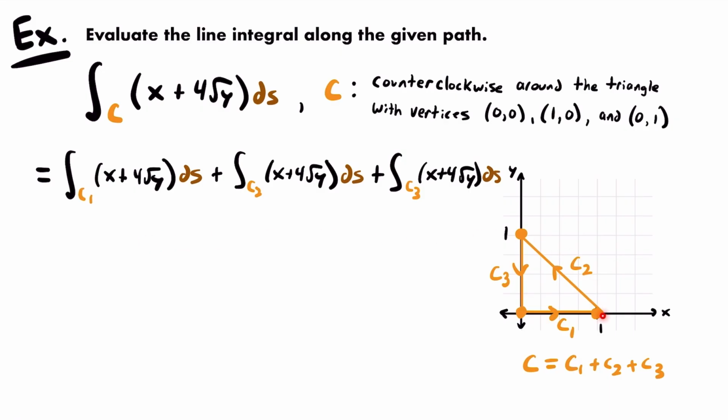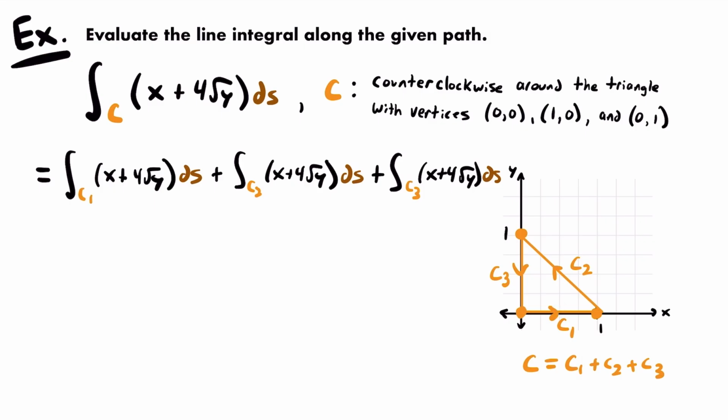We have 3 different paths that we need to parameterize in order to set up these line integrals in terms of t and evaluate. Okay, so that does seem like it's going to be a lot of work, but all 3 of these paths are line segments, so they're not too bad to parameterize. I showed you a shortcut method for quickly parameterizing a line segment in a previous example. We are going to use that same method here.